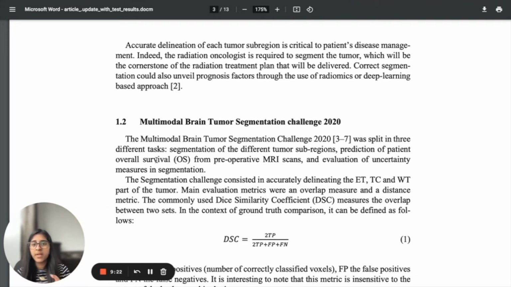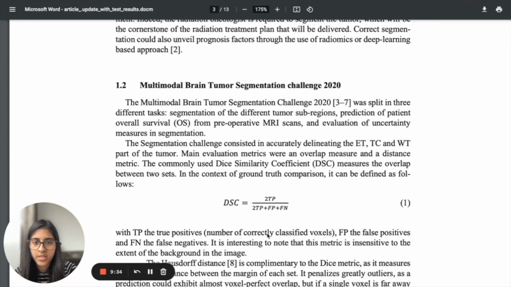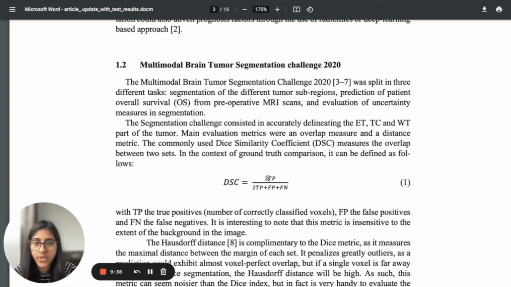And the 2 main metrics that they used for this were, first of all, the dice similarity coefficient, which is commonly used. We also used the Hausdorff distance. So for the dice similarity coefficient, this is the formula. And over here, you're multiplying 2 by the true positives, which is basically how many voxels. If you think of pixels, which are 2D, voxels are basically 3D pixels.